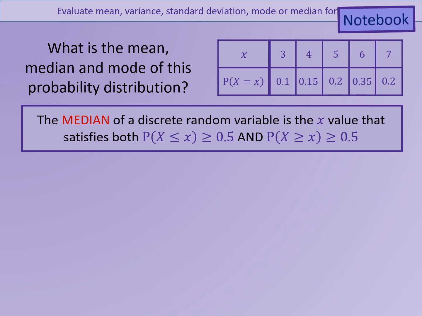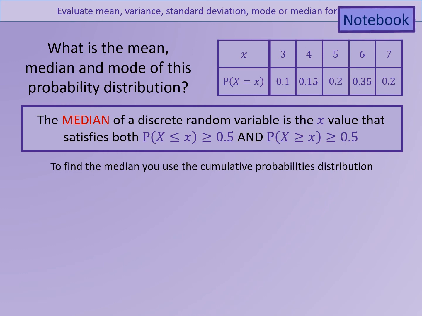We need to find the x value such that the probability of x being less than or equal to that value is either equal to 0.5 or above 0.5, but also the probability of x being greater than or equal to that value is also greater than or equal to 0.5. So we're essentially trying to find a point that's as close to the middle as possible, the probability being as close to 0.5 on each side as we can.